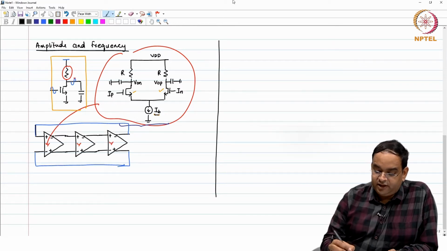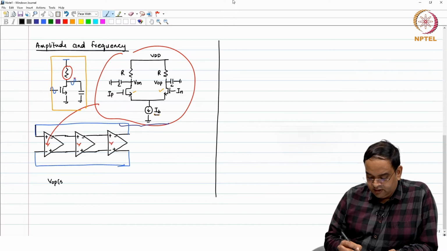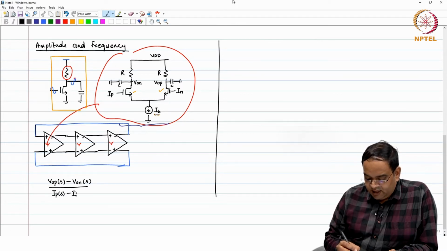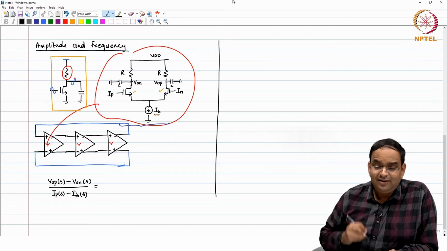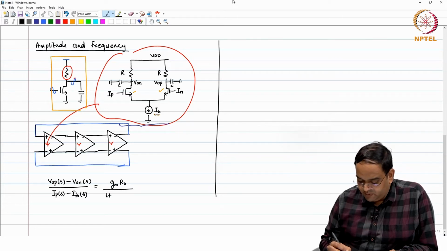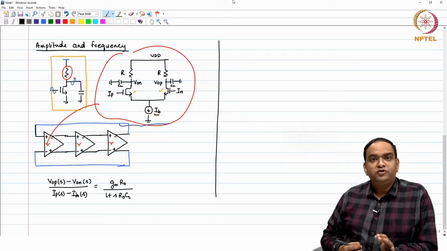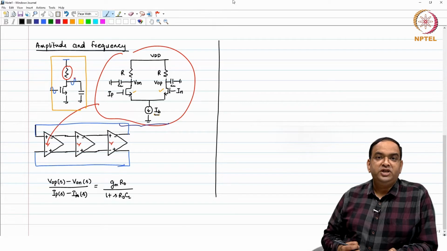For this circuit, the gain, VOP of S minus VON of S divided by IP of S minus IN of S, is like from differential input to differential output. This can be written as GM times R out divided by 1 plus S R out into CL. Here also both the transistors are in saturation region.